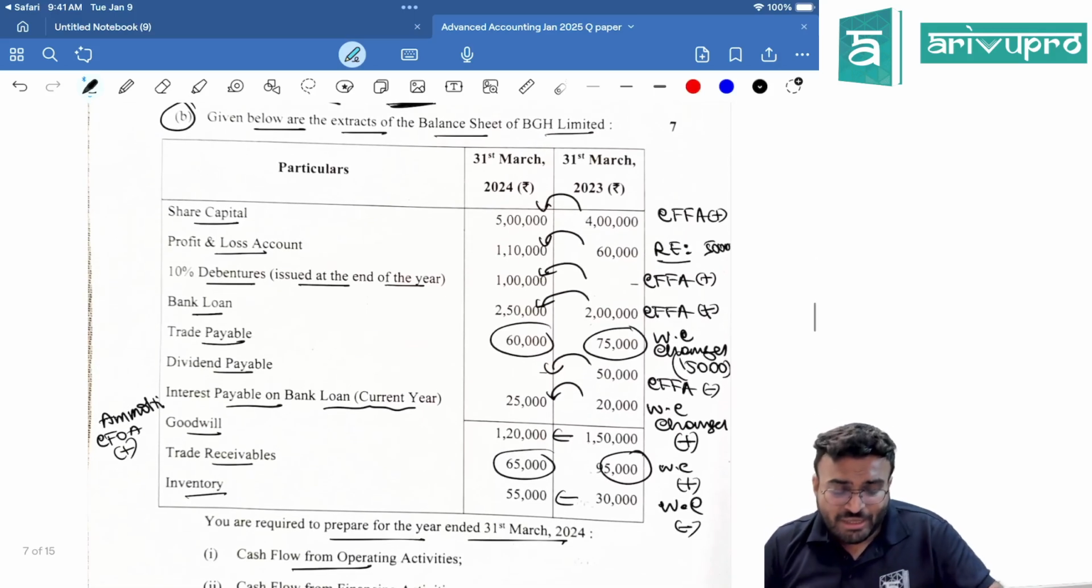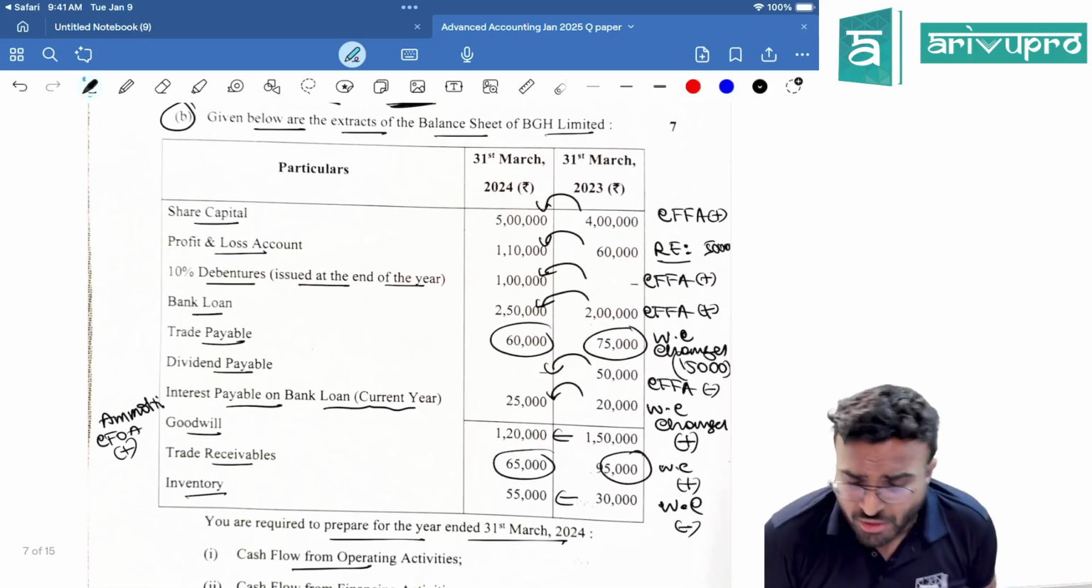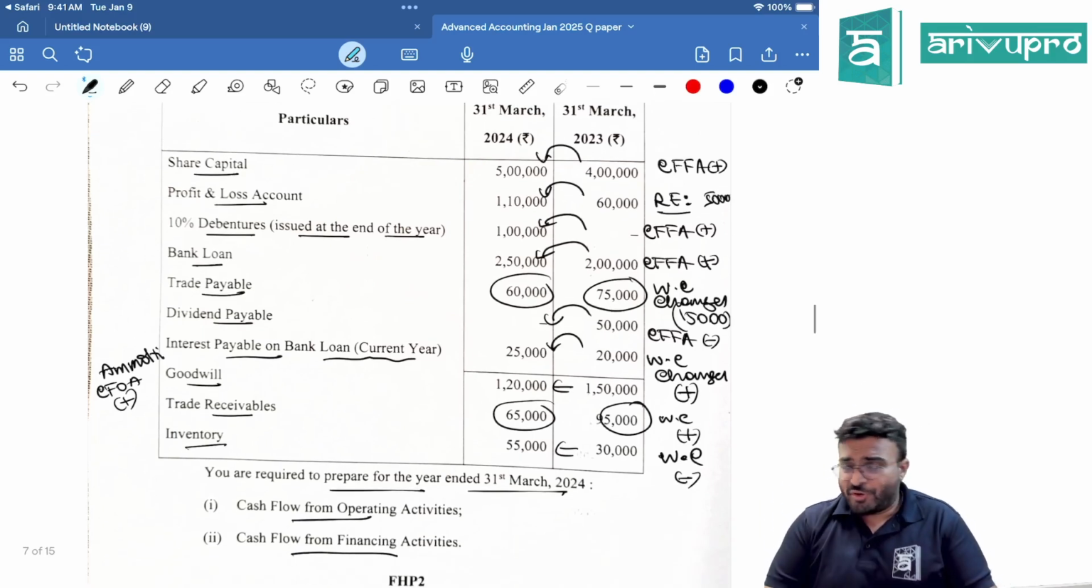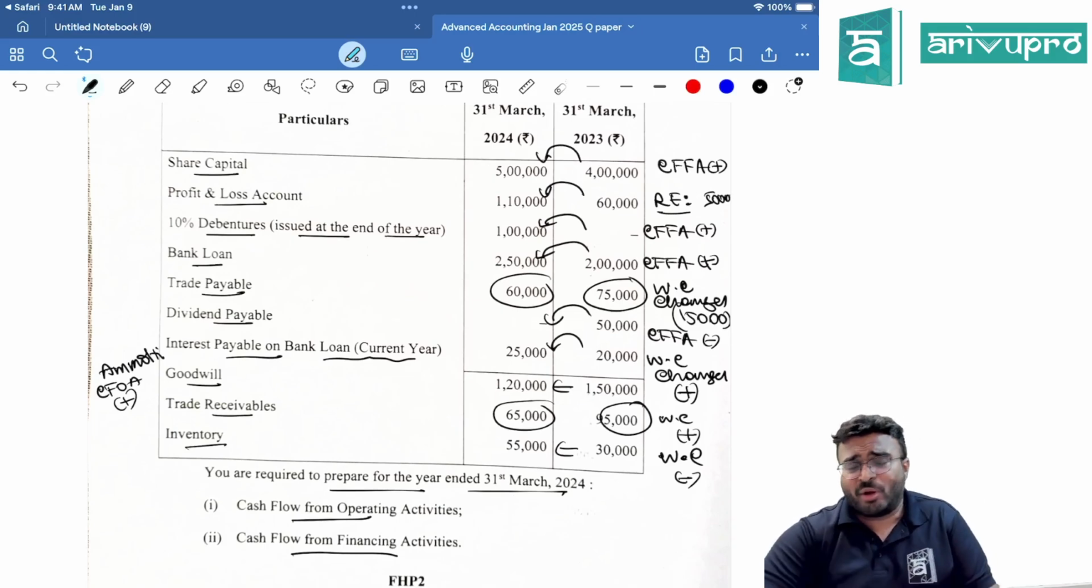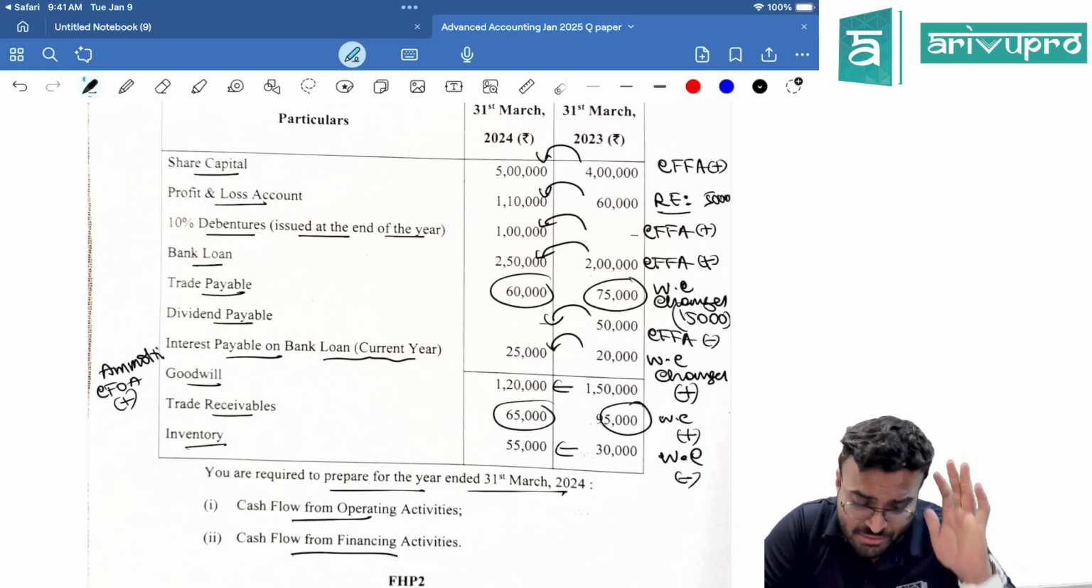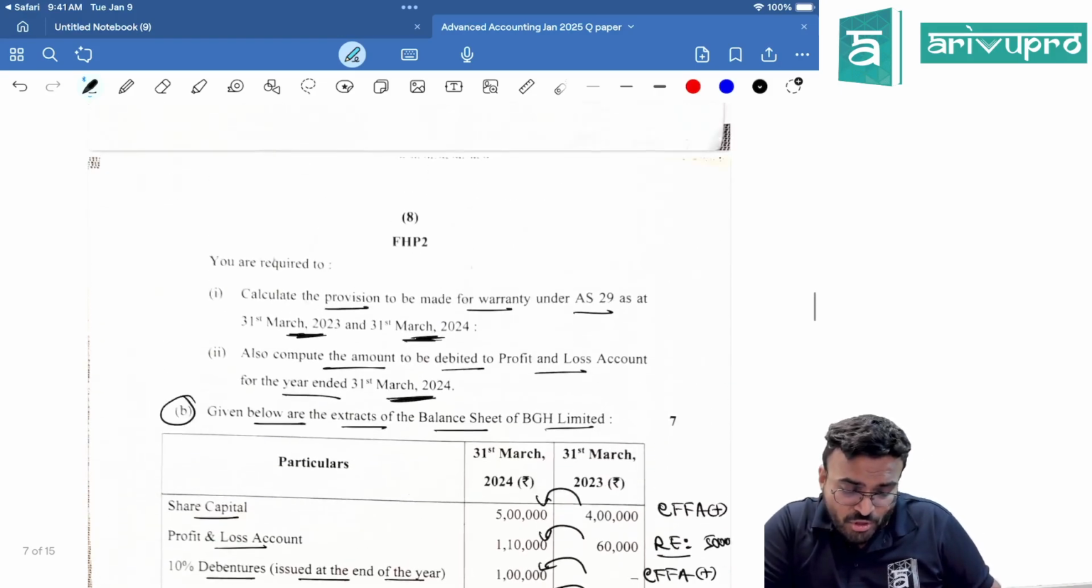Any information about tax is not there. This should be your cash flow from operating activity and cash flow from financing activity. Operating activity, indirect method, you have your starting point as retained earnings. Yes, this should be your question.